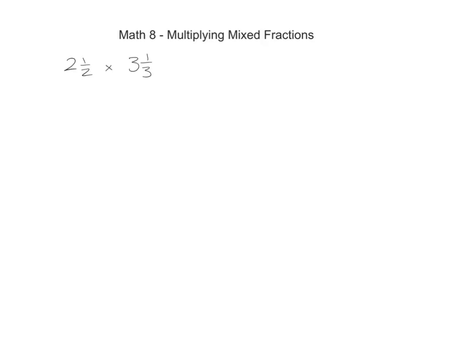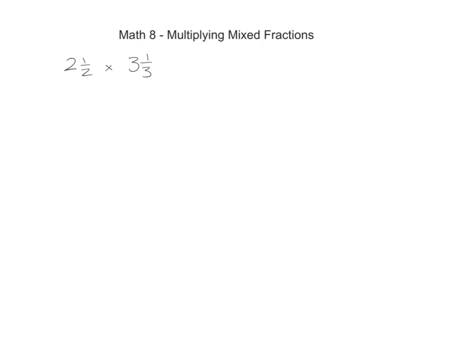There's a couple different ways to do this. The first way I'm going to show you is how to do it, keeping it as a mixed fraction. And then I'm going to show you a second way, which I'd probably consider the easier of the two ways, which is turning it into an improper fraction and then bringing it back to a mixed. So let's start with multiplying mixed fractions as mixed fractions.